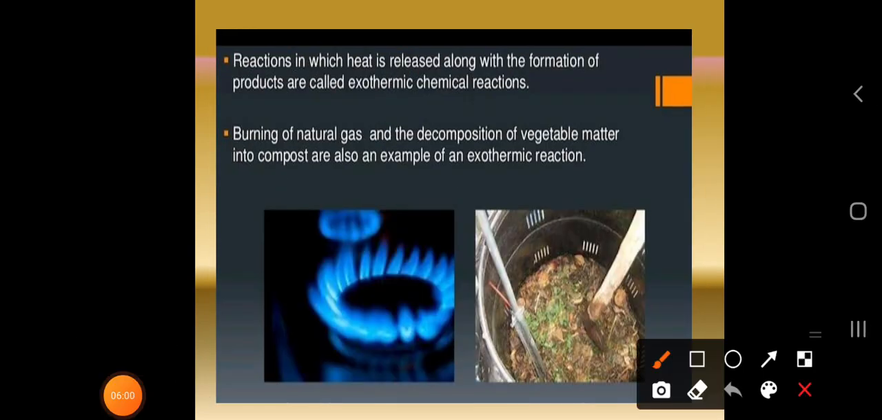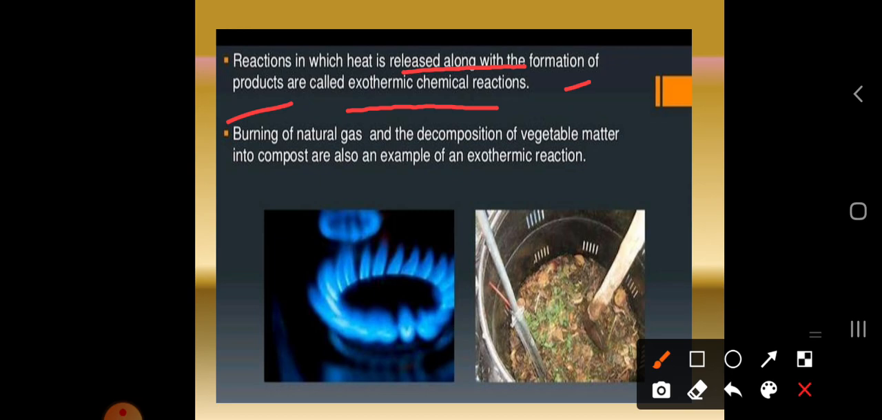So what happens when a reaction releases heat? You can observe here that in the previous reaction heat was being released. When heat is released along with the formation of product, it is called an exothermic chemical reaction. In the combination reaction, when calcium oxide reacts with water, it gives calcium hydroxide. But how does it give calcium hydroxide? With the release of a high amount of energy or heat. So it is nothing but an exothermic chemical reaction.